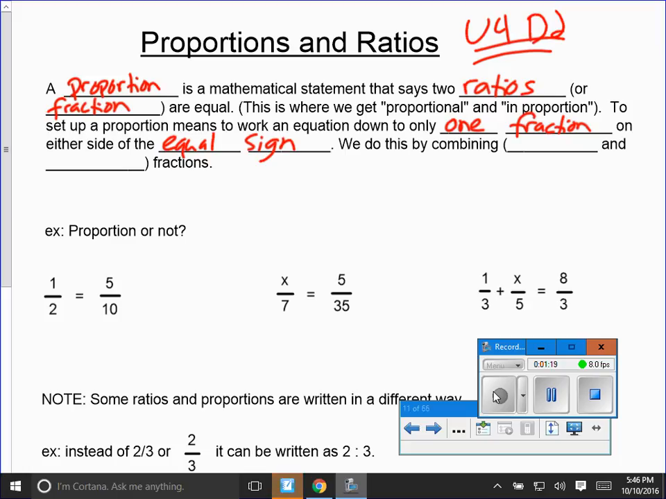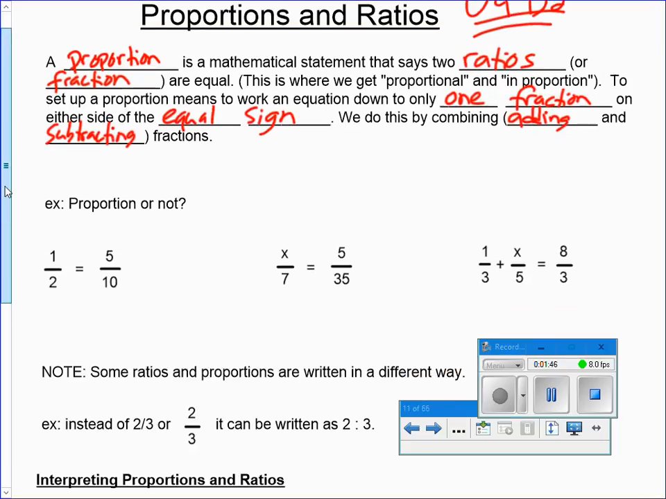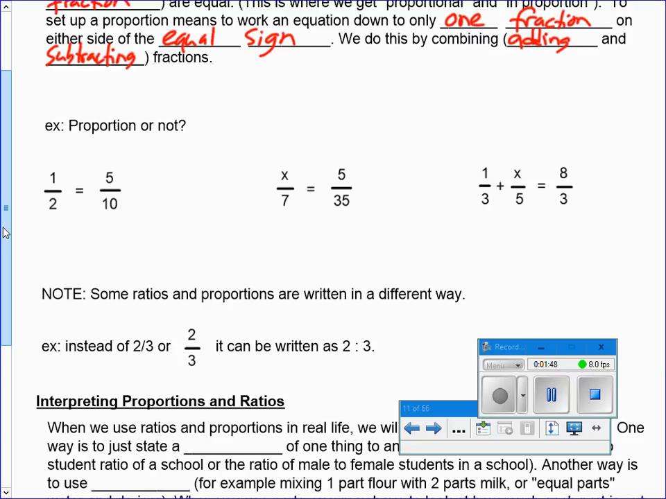So the way we do this, we set up where there's one fraction on each side, is we combine fractions. When we combine fractions, what we mean by that is adding and subtracting. I reviewed that yesterday. Remember, we add and subtract fractions by finding a common denominator and combining them that way. So here's three examples of problems to look at whether or not it is a proportion.